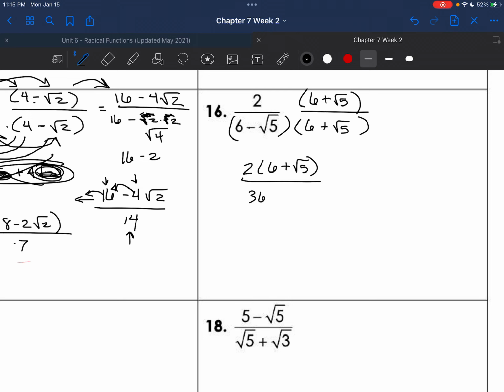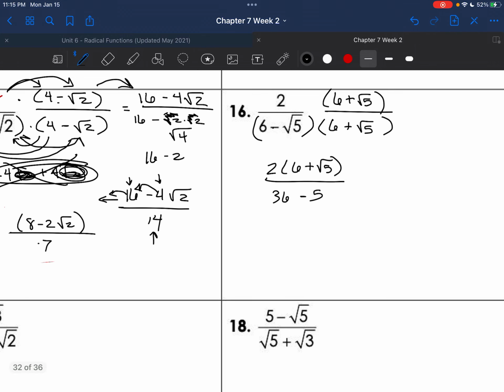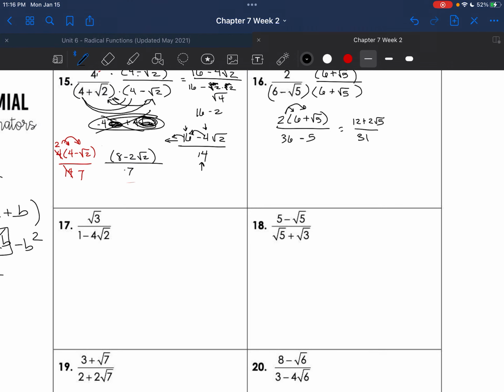So the first is 36. I've got negative times positive, which is a negative. Square root of 5 times square root of 5 is simply 5. So this leaves me with 31 on the bottom, which doesn't cancel with anything, so I can go ahead and distribute out my 2 and get 12 plus 2 square roots of 5 over 31.